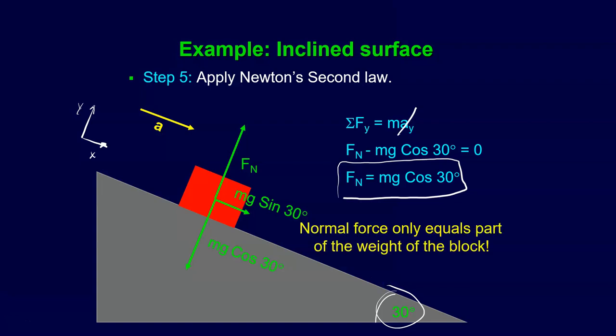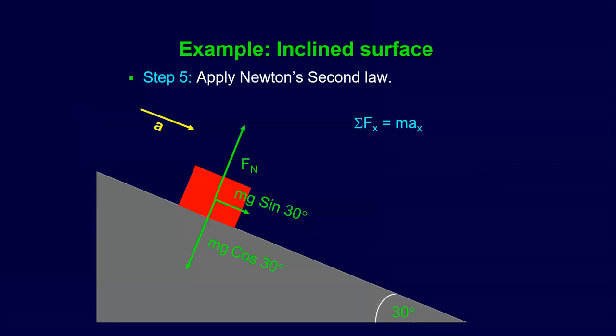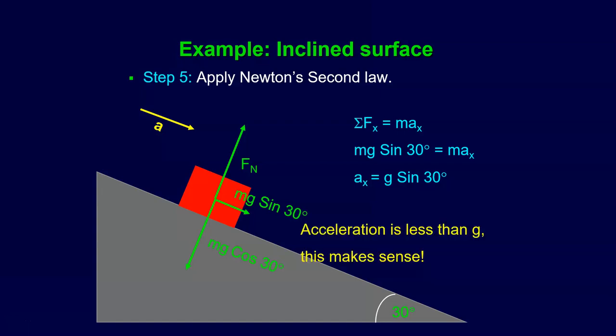One thing just to note, the normal force only equals part of the weight of the block. Because it's inclined, it only holds up part of the weight, and the other part of the weight is what's going to account for the acceleration. So if I do this in the x direction, I get mg sine 30 equals ma, and what's nice is the mass cancels out. And we get a_x equals g sine of 30. A couple comments on that. The acceleration is less than g, which makes sense, right?